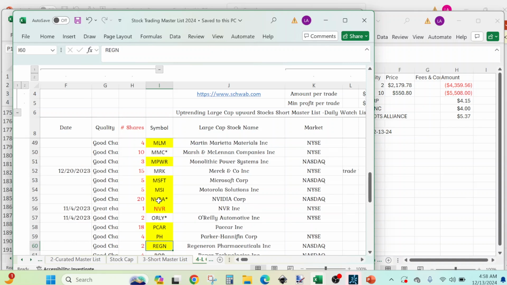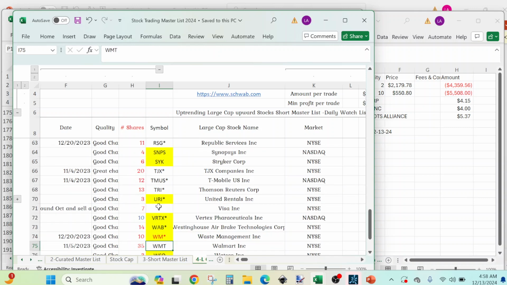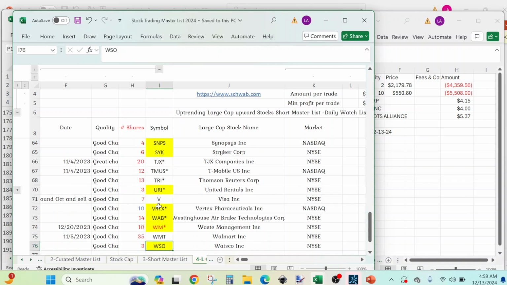So NVR, we check it. I believe it pulled back. We already have it in the account. We are thinking maybe if it pulls back to the trend line, we will buy when it starts going up. It is at the trend line, but it didn't start going up yesterday, so we didn't buy. Same thing goes for WM as well.